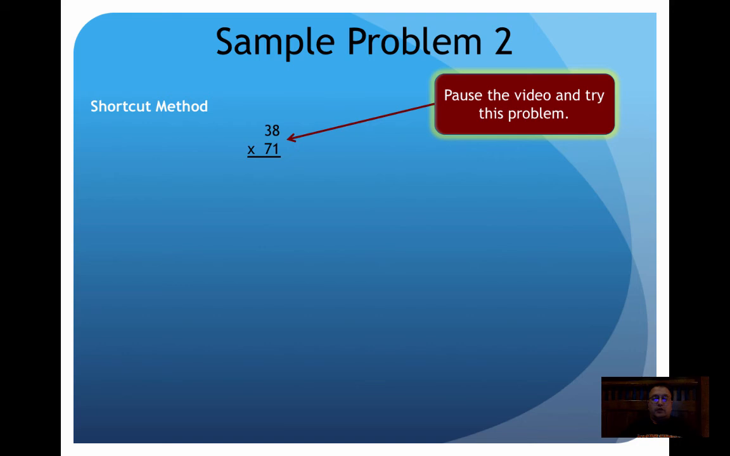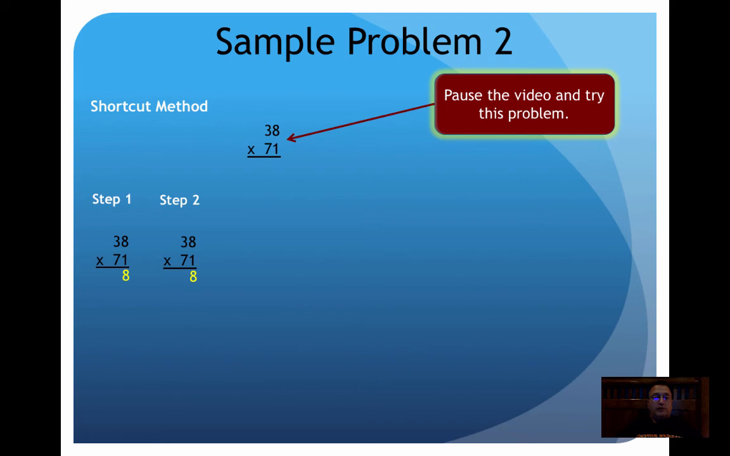All right, so we're going to go through this one together. See how you did. So step 1, I'm going to multiply the ones place, which happens to be a 1 this time, times the ones place of the number above it. 1 times 8 is 8. There's nothing to carry, so I don't have to worry about that this time. Move to the next step.